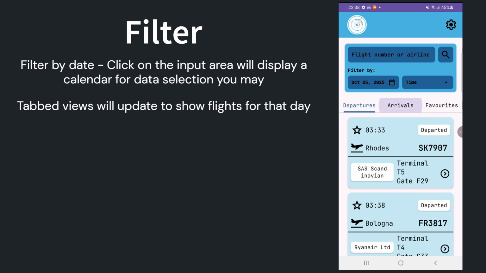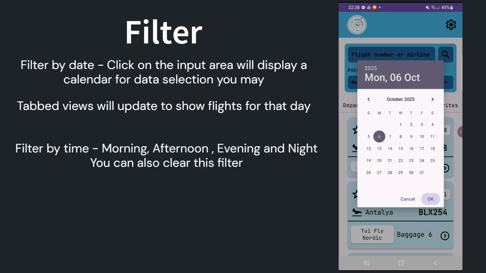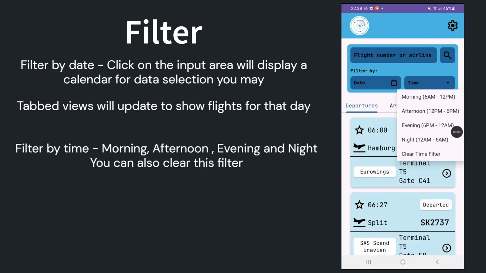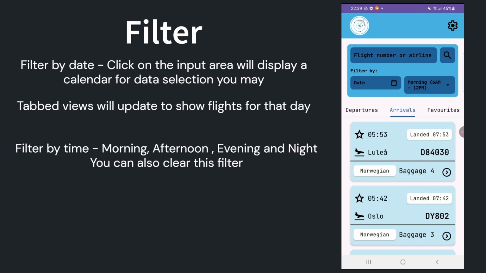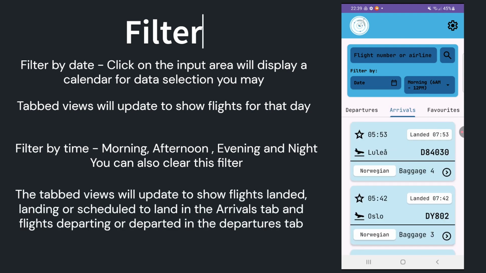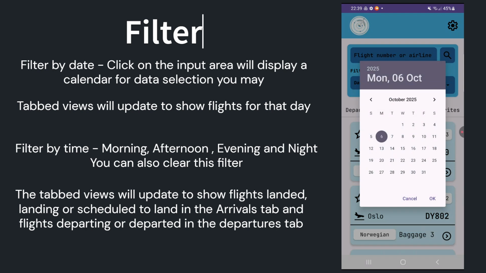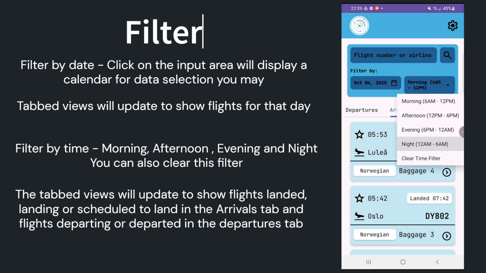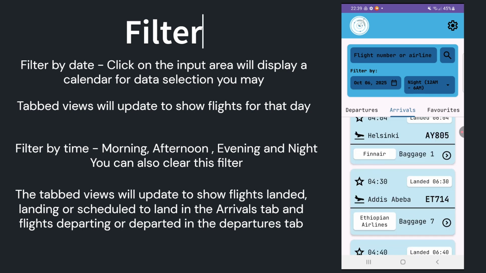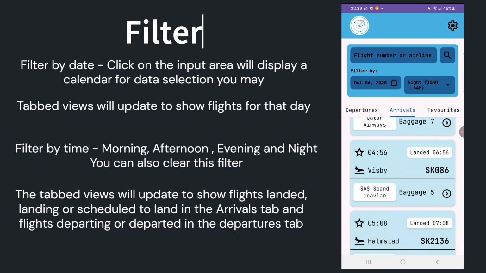A drop-down allows you to filter by morning, 6 a.m. to 12 p.m., afternoon, 12 p.m. to 6 p.m., evening, 6 p.m. to 12 a.m., or night, 12 a.m. to 6 a.m. Or you can clear the time filter. The flight list updates to show only flights that are either departing if in the departure tab, or going to land or have landed if you are in the arrivals tab for the selected time frame.